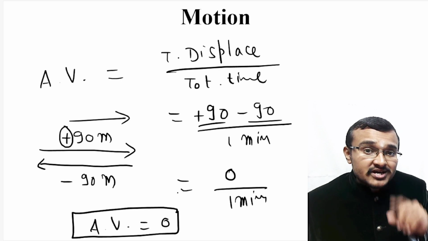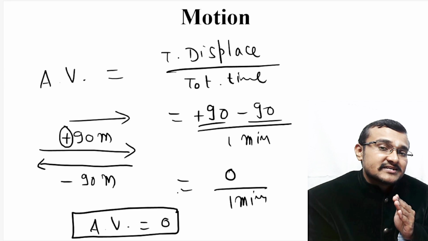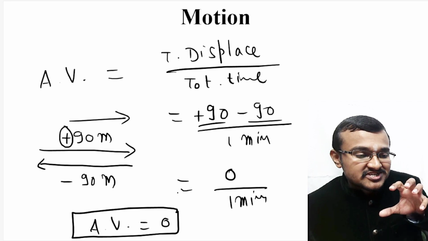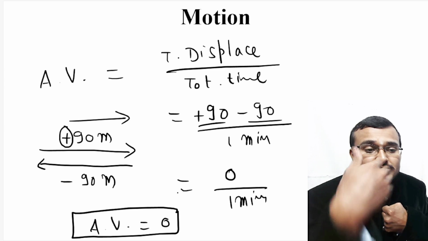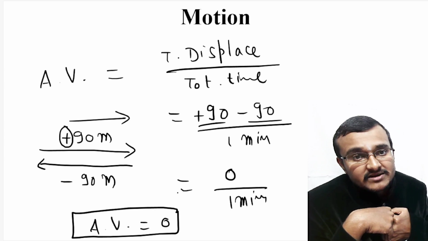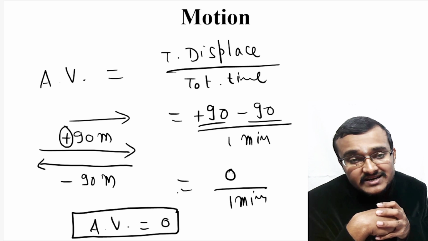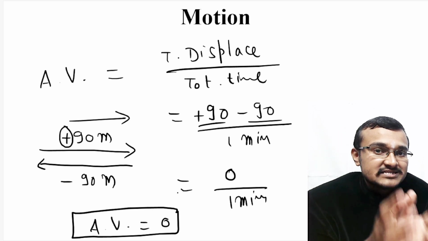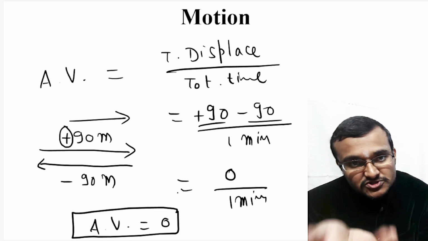That shows displacement has not happened, because displacement always depends on the initial and final position. Initially she was at one end of the swimming pool. She moved to the other end and came back to the same end. That means her final position is also the same as her initial position. Because the initial and final positions are the same, displacement will be 0. So when displacement is 0, then the average velocity will also be 0.